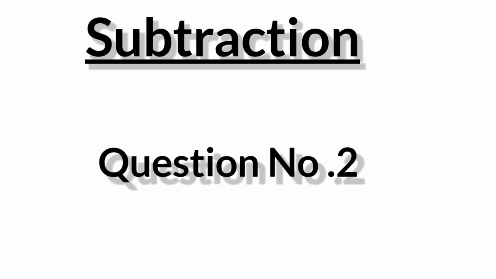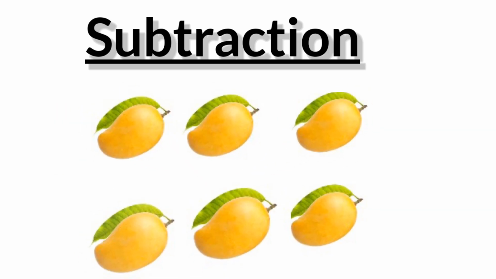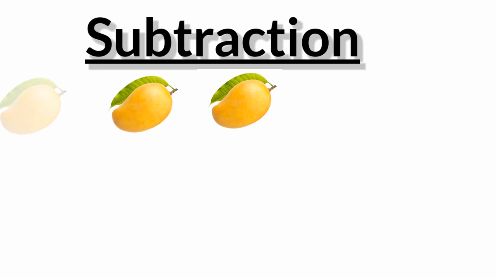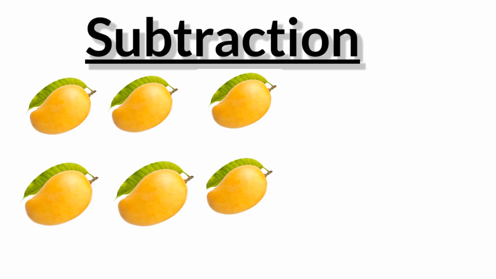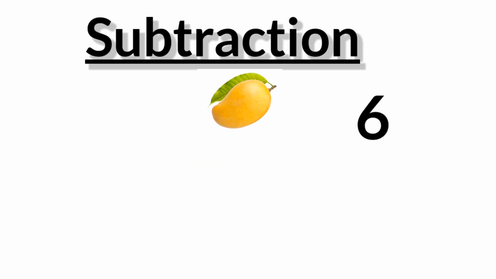Question number 2. We have 6 mangoes. 1, 2, 3, 4, 5 and 6. We write 6. 5 mangoes are left, so we write below 6 minus 5. The remaining mangoes we have is only 1. 6 minus 5 is equal to 1.